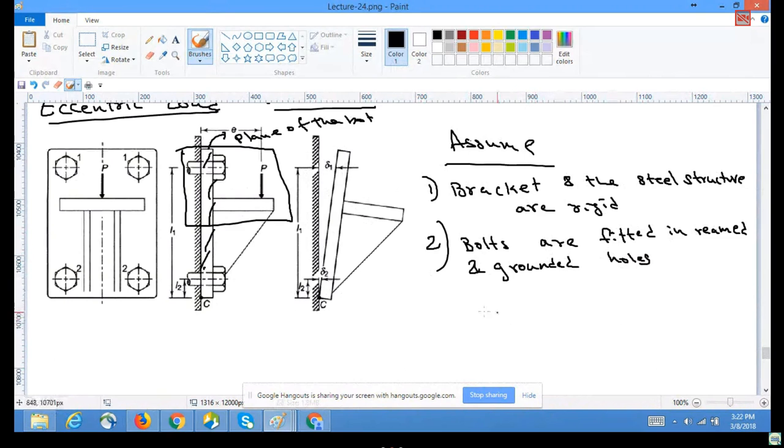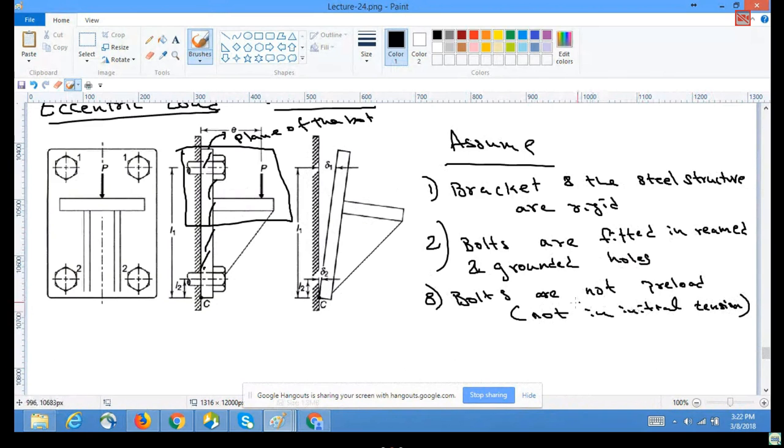The third thing is bolts are not preloaded. This is a very major assumption. That is, your bolts are not in initial tension. This is very difficult to enforce, because when you are tightening it, in most of the cases it will have some pre-tension, but theoretically we are ignoring it at this point of time.